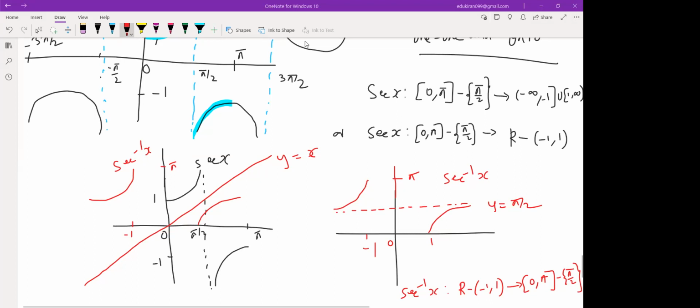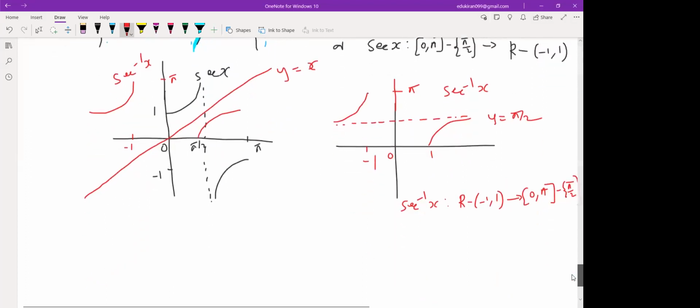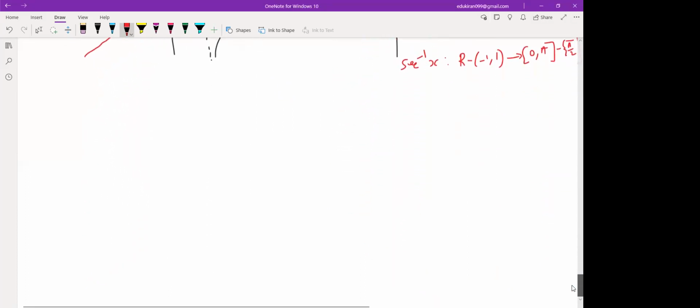I hope you have written it down. Now we come to the last one, that is cot inverse x. So you have to remember the graphs and, more importantly, the principal value.